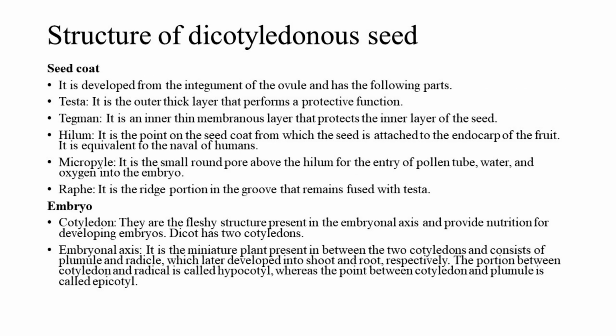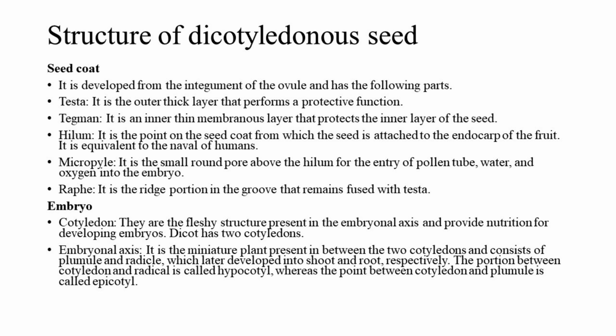Structure of dicotyledonous seed. Seed coat. It is developed from the integument of the ovule and has the following parts. Testa. It is the outer thick layer that performs a protective function. Tegmen. It is an inner thin membranous layer that protects the inner layer of the seed. Hilum. It is the point on the seed coat from which the seed is attached to the endocarp of the fruit. It is equivalent to the navel of humans.